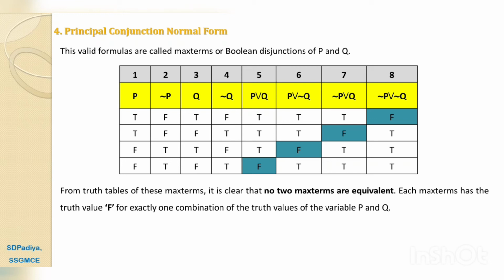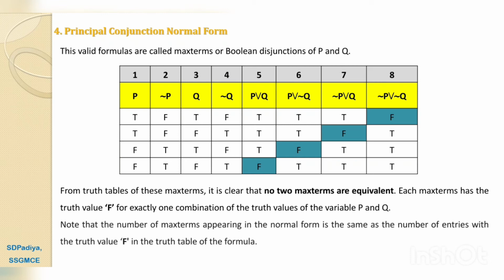From the truth table of these max terms, it is clear that no two max terms are equivalent. Each max term has the truth value F for exactly one combination of the truth values of the variables P and Q. Means for any statement formula, we have to find out the max terms when the truth value is F. That's why note that the number of max terms appearing in the normal form is the same as the number of entries with the truth value F in the truth table of the formula.